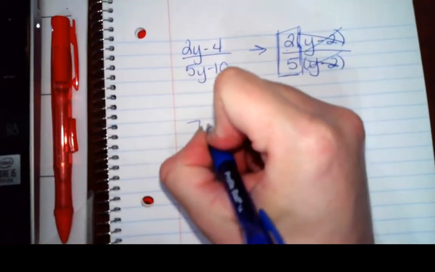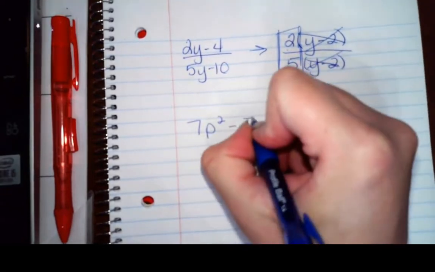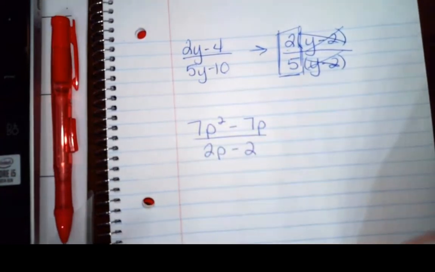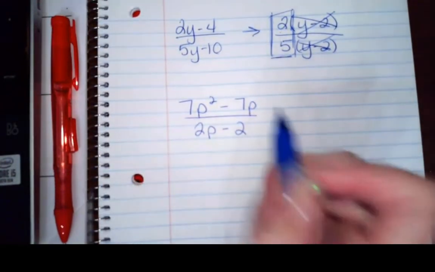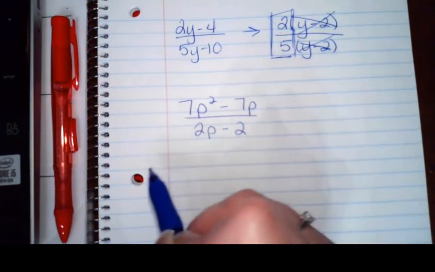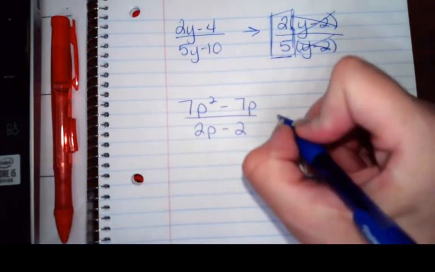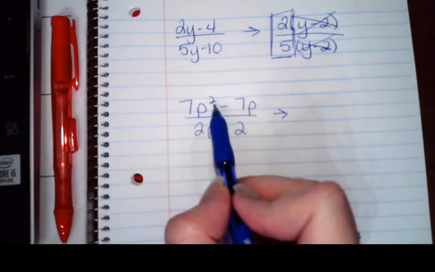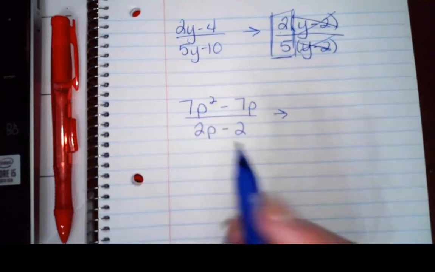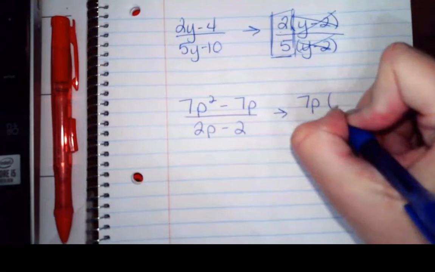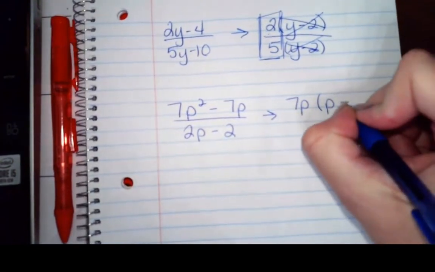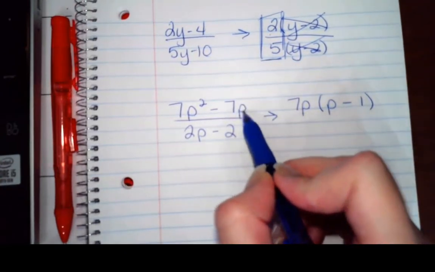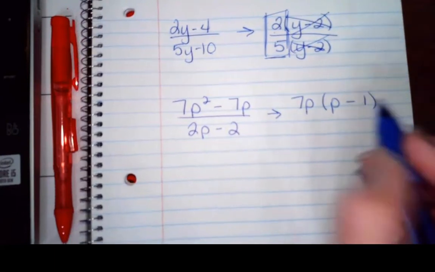I have a 7p squared minus 7p over 2p minus 2. Okay, so immediately I notice that there's a pattern. I got 7s on the top and I got 2s on the bottom. So what else can I pull out? On the top, right now I have to reduce first because it's addition, subtraction on the top, addition, subtraction on the bottom. So I've got to change it into multiplication. I'm going to pull out a 7p on the top, and that will leave me with a p minus 1. Remember, it's division. So 7p divided by 7p is 1.